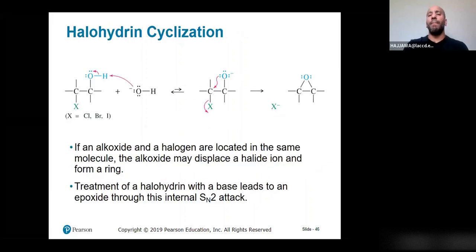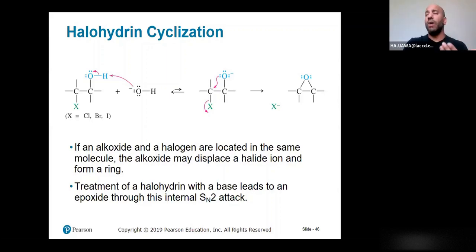Other ways to make epoxides, other than the alkene method, is to make the halohydrin, which also comes from an alkene reacting with halogen and water. We make the chlorohydrin or the bromohydrin or the iodohydrin. That mechanism has also been covered in an earlier chapter. Make sure that you review it and remind yourself how to do the arrow pushing.